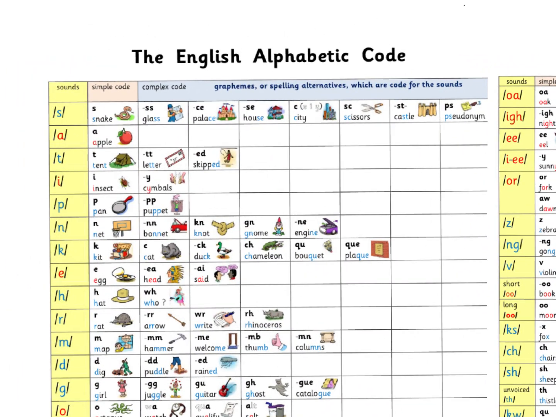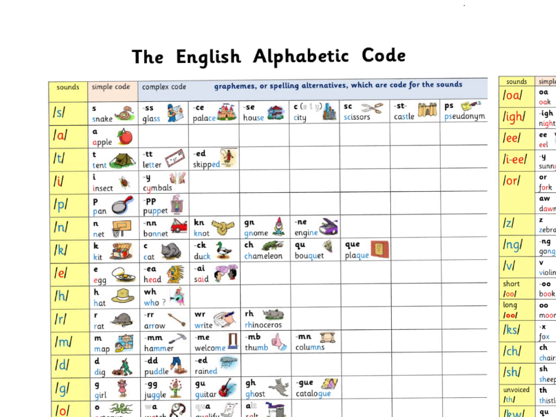Here we have the sounds: s, a, t, e, p, n, k, e, and so on. Here we have the simple code, which is perhaps the main way that we get these sounds. The letter S gives us S. The letter A gives us A. The letter T gives us T, and so on.